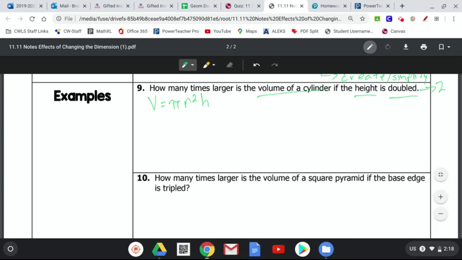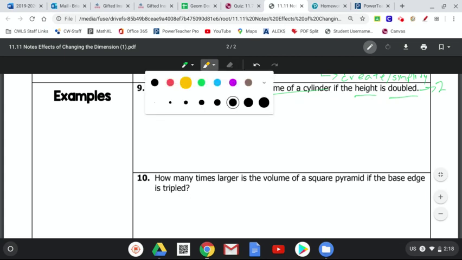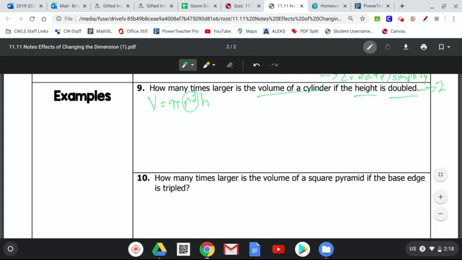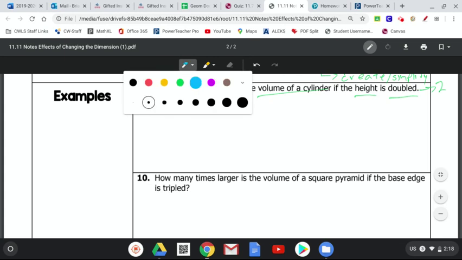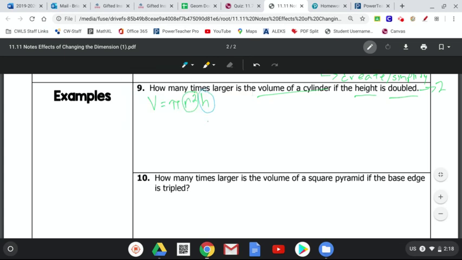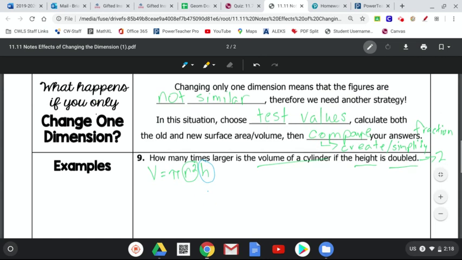So for this one, we have two different variables. One is the radius, and the other one is the height, okay? So two different things that can change and impact the volume of that cylinder. However, the radius is staying the same. The radius is not changing. The height is doubling.